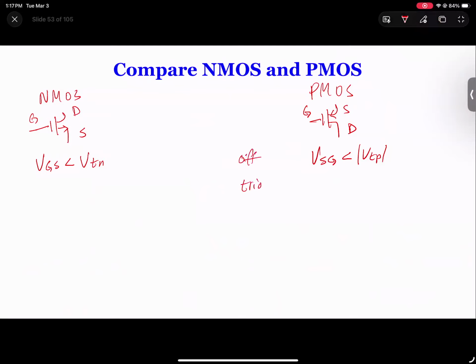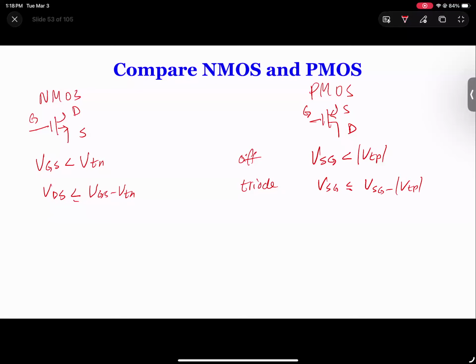And then next we're going to go to triode. So once VGS is larger than VTN or VSG larger than VTP, we'll go to the conduction mode. But in the conduction mode, we'll have triode and saturation. So in the triode mode, we'll have VDS is less than VGS minus VTN, and here you have VSD is less than VSG minus VTP. So that's in your triode mode.